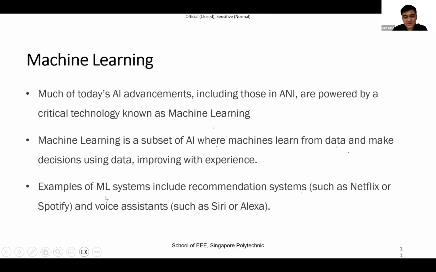Today, our machine learning systems include recommender systems, for example Netflix or Spotify. You notice that when you launch Netflix and open certain movies, the AI will take note of your likings and your choices, and next time when you open it, they can give you some recommendations to watch. Spotify is the same as well.